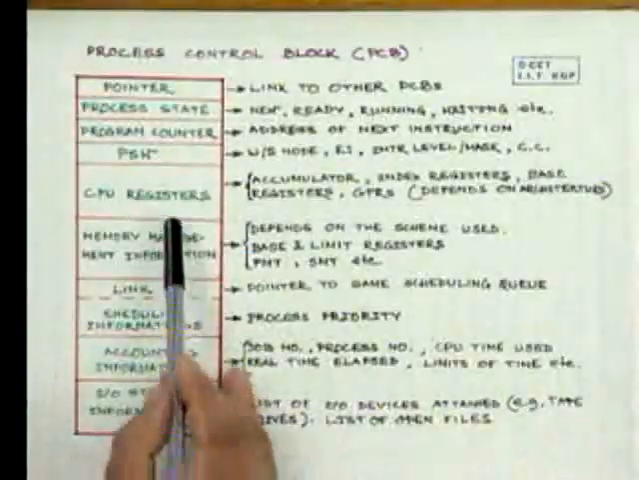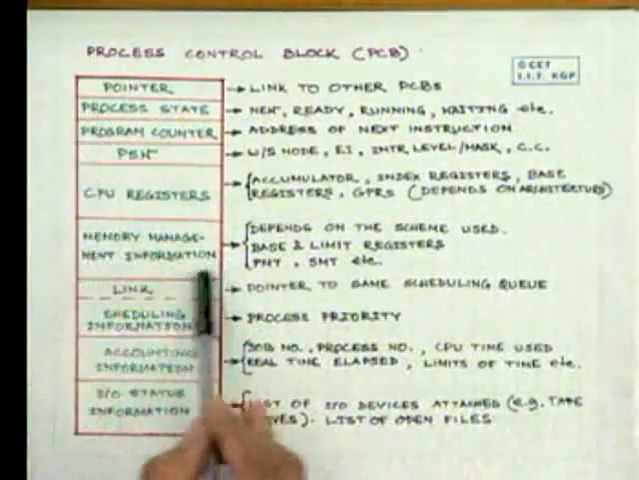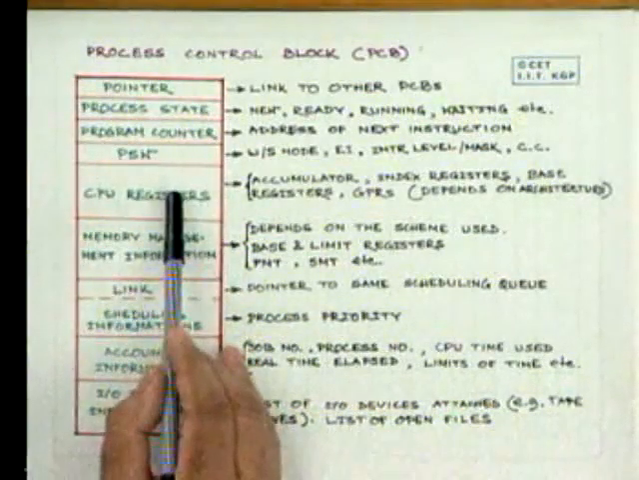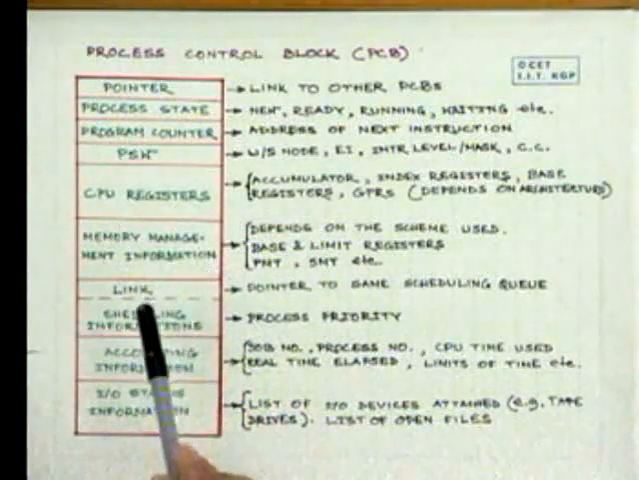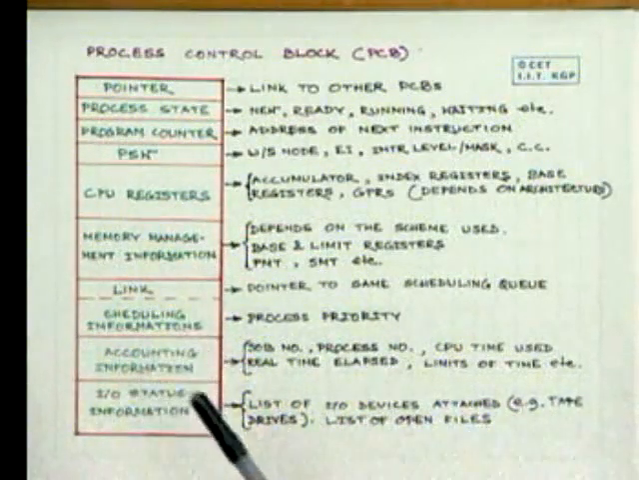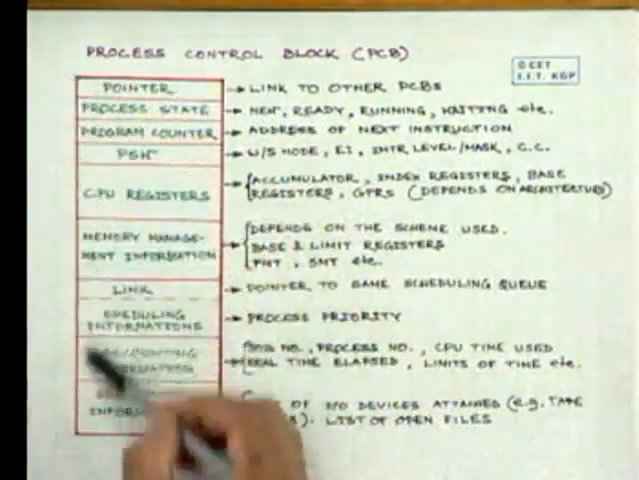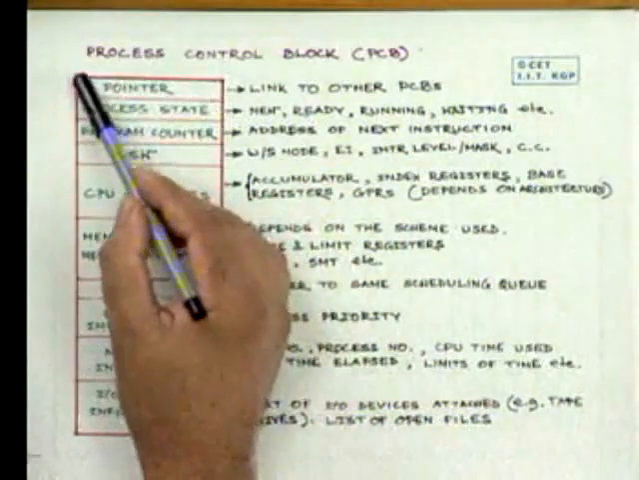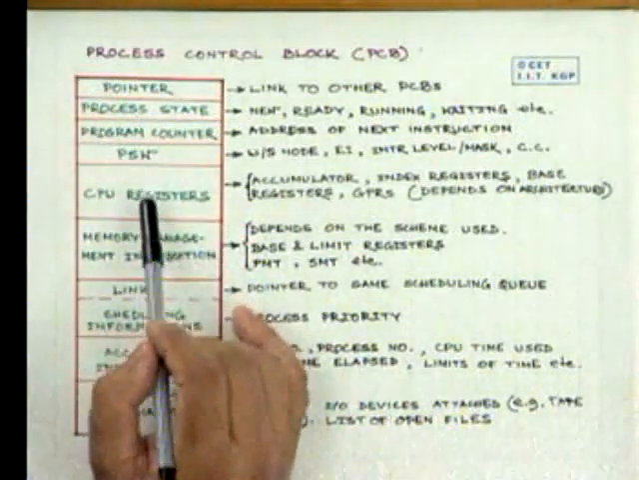Therefore, this PCB also holds the information that is needed to be switched when the process is switched from one state to another. That's why you can see the process control block contains all the information regarding process management.